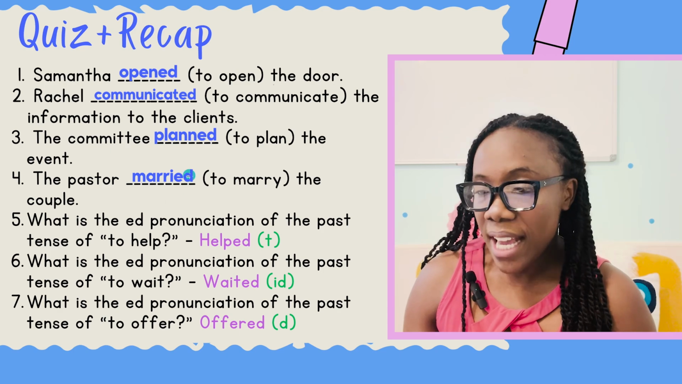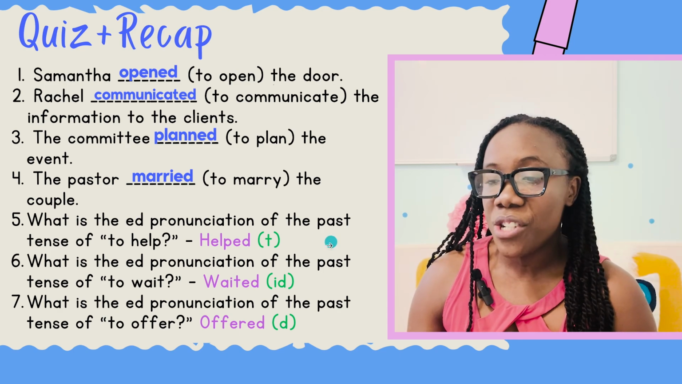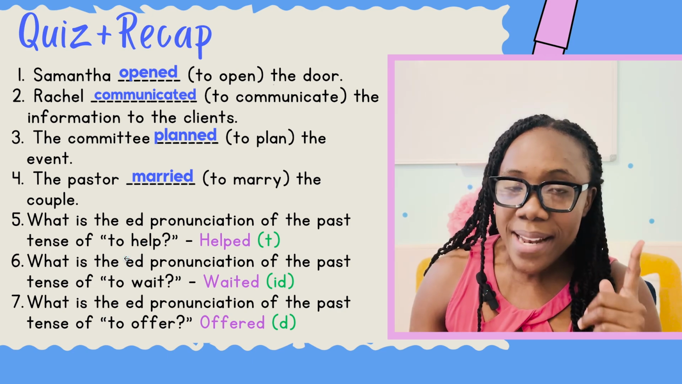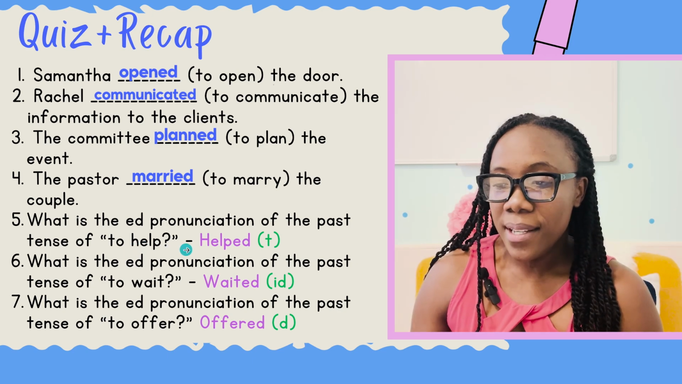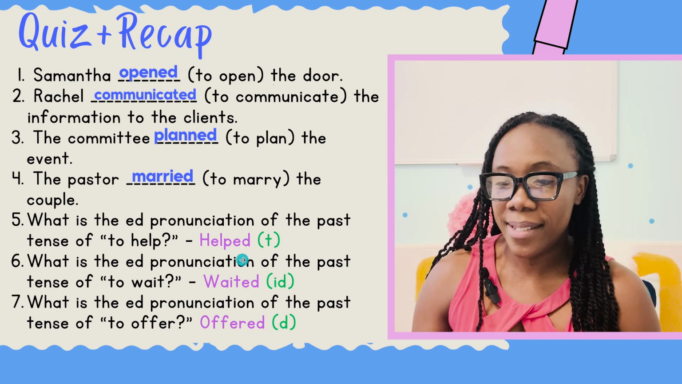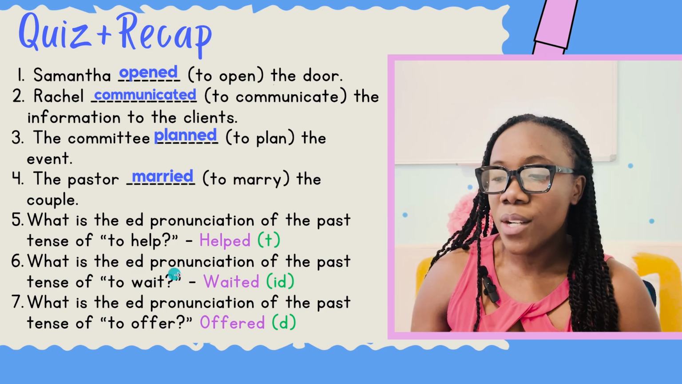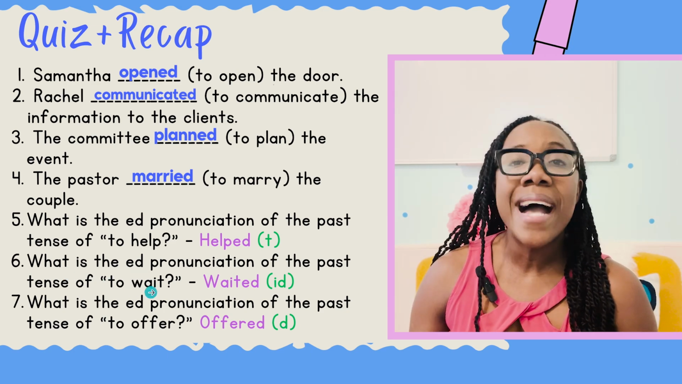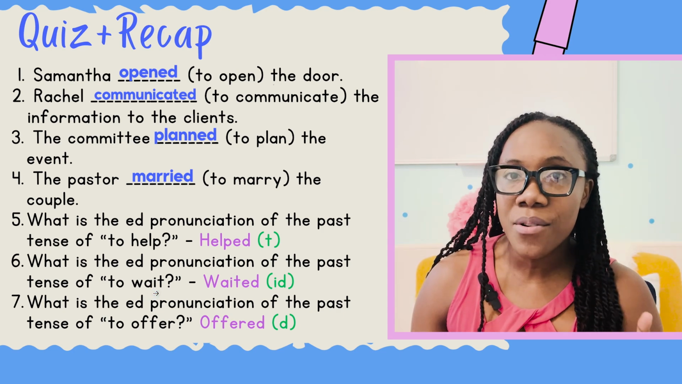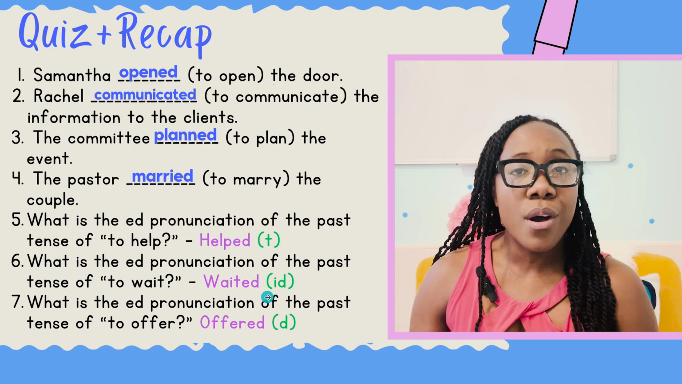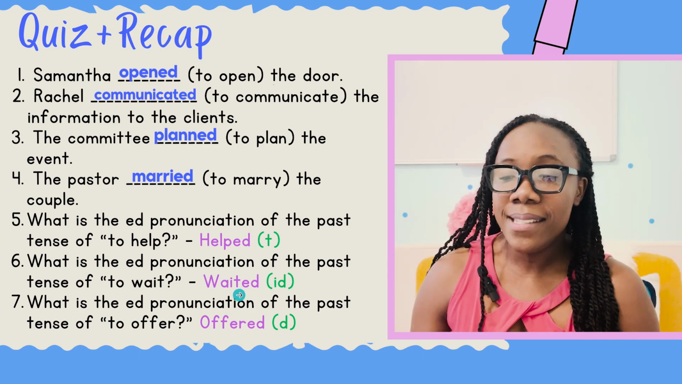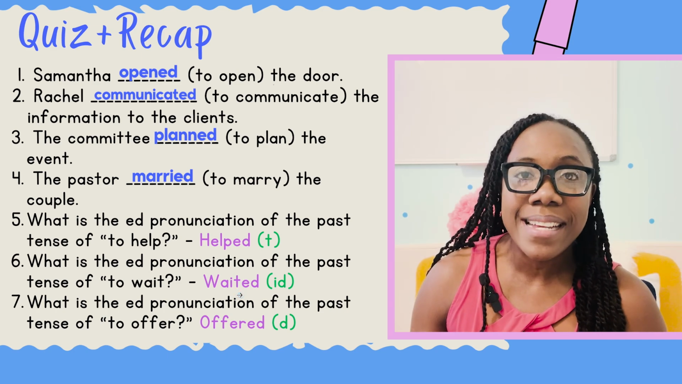And now for the pronunciation. What is the ED pronunciation of the past tense of help? That last sound in help is a P sound, and therefore the past tense of help is helped. For number 6, what is the ED pronunciation of the past tense of wait? That final sound is a T sound, and you know that the T sound verbs are pronounced as id. So the past tense of wait is waited.